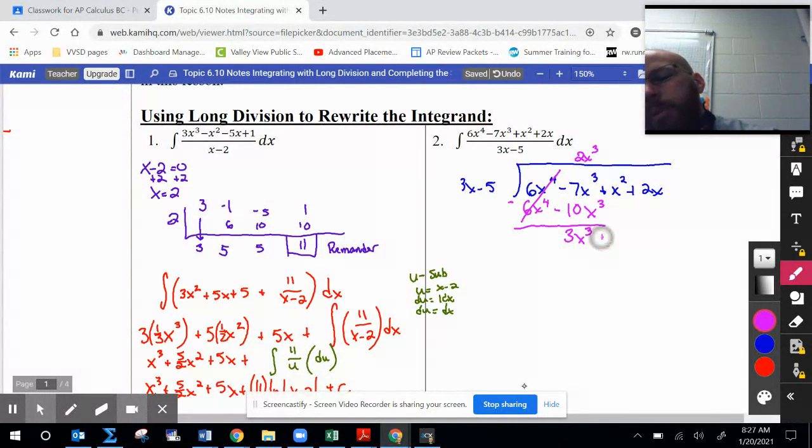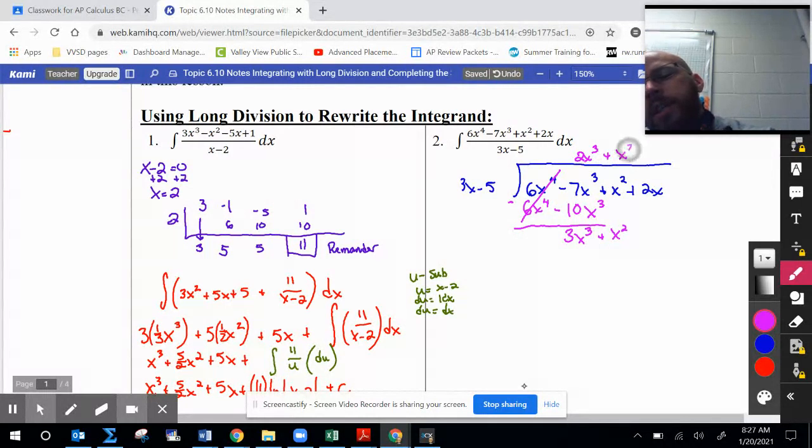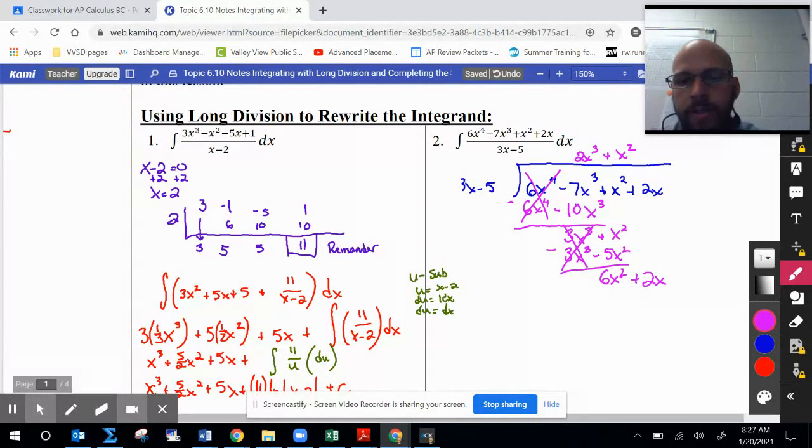Then I'm going to bring down the next term. Okay, so what do we have to multiply 3x by to get 3x to the third? Well, we need 2 more x's, so x squared. So I have a 3x to the third minus 5x squared. I'm going to subtract 3 minus 3 cancel. 1 minus negative 5 is a positive 6x squared. Bring down the 2x. So I now need to multiply by a 2x.